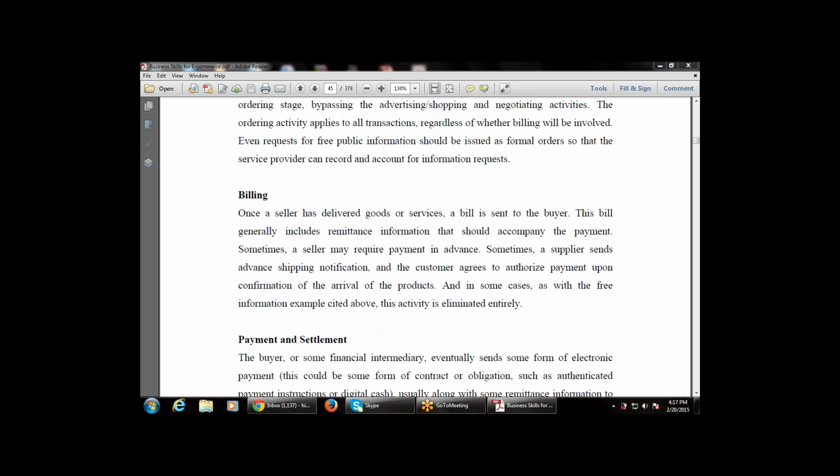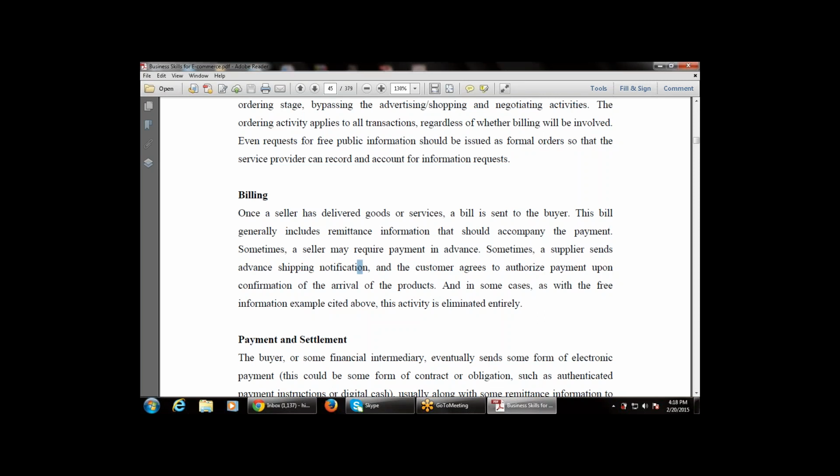Once a seller has delivered goods or services, a bill is sent to the buyer. This bill generally includes remittance information that should accompany the payment. Sometimes a seller may require payment in advance, or sometimes a supplier needs a shipping notification first. So there must be a proper billing method and procedure for how the billing can be done.